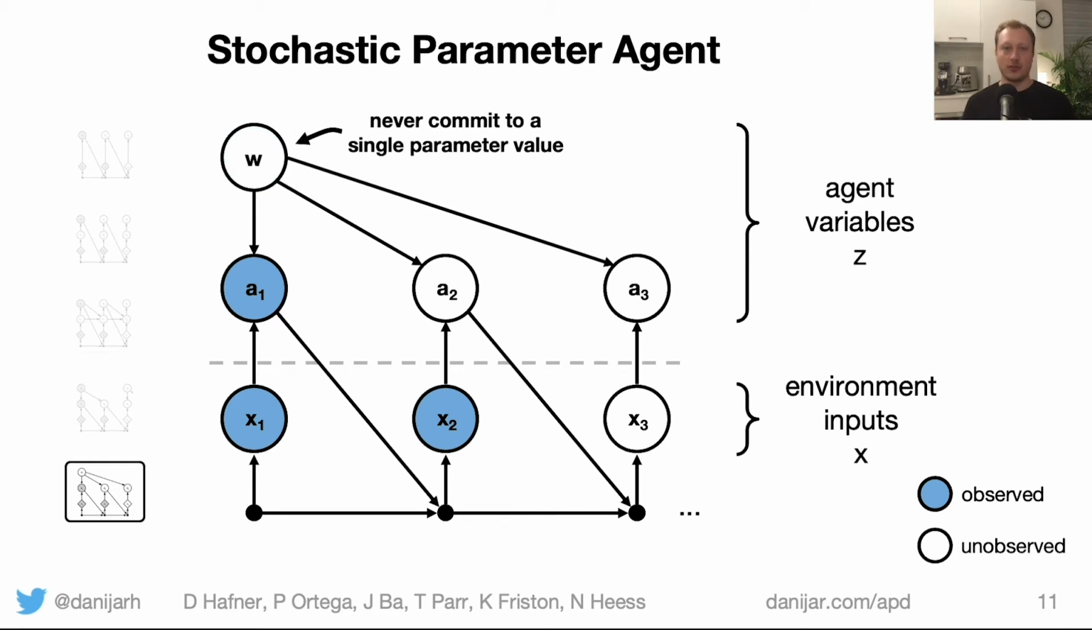This last example of a trajectory distribution is that of a Bayesian agent that uses a random variable to represent uncertainty over its model parameters, for example of a world model or in this case of the policy. The global parameter vector W here is again never observed because it is treated as a latent variable.